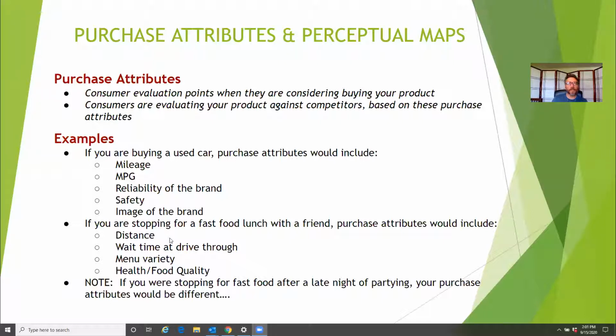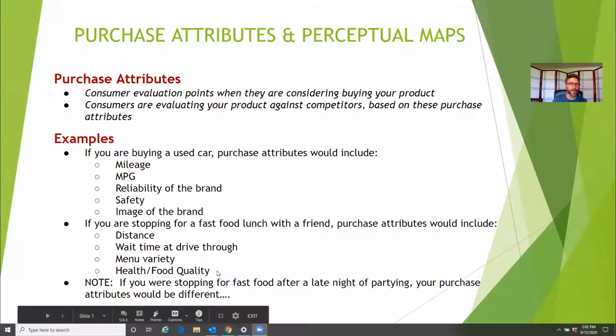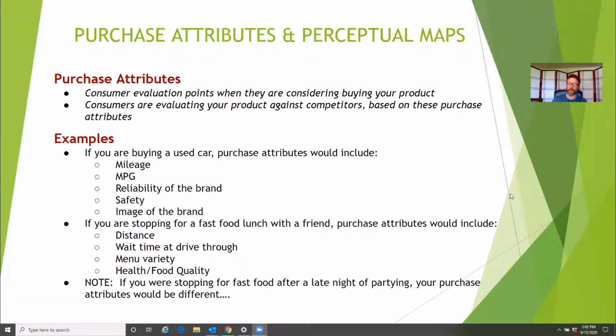How far is it? I've only got so much time. It's a busy drive-through. What's their wait time? How much menu variety do they have? If there's other people in the car, maybe they want a salad, some healthy stuff. That's very different if you're stopping for fast food late at night, partying, going to Jack in the Box at 2 a.m. and you're like, okay, I still got time to make one more bad decision. Let's go get 20 tacos for $5.